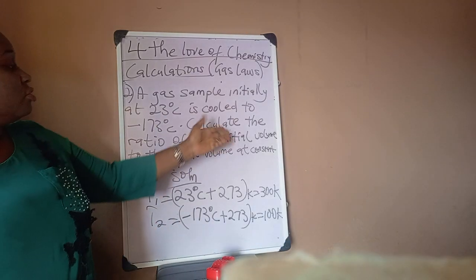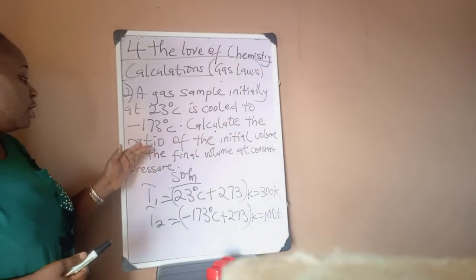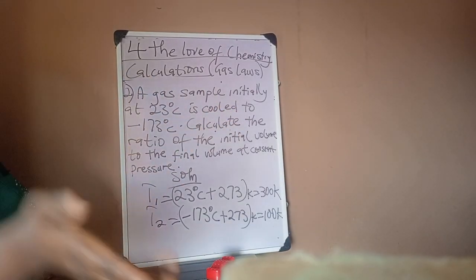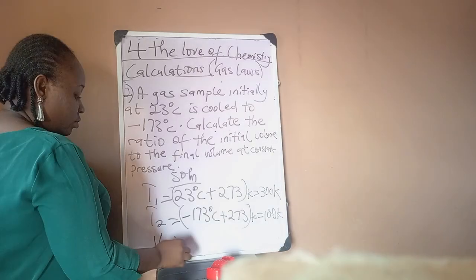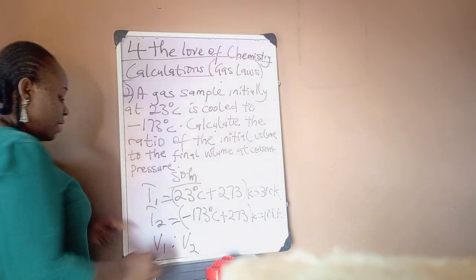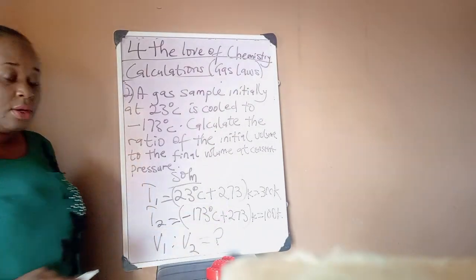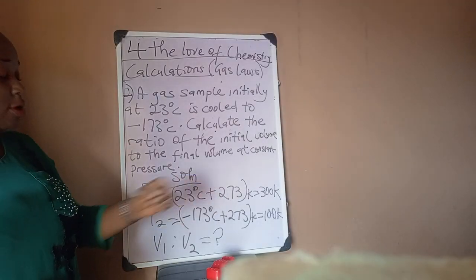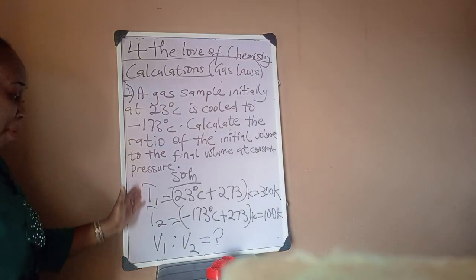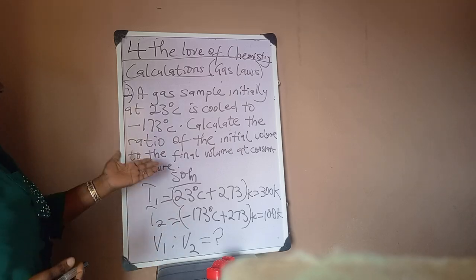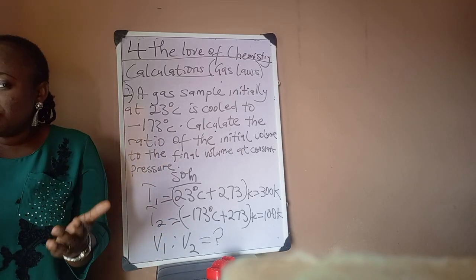Alright, so they ask us to calculate the ratio of the initial volume to the final volume. So the next parameter here is V1 to V2. We're asked to calculate the ratio of V1 to V2. So looking at the parameters that are mentioned, it says at constant pressure. So we are not considering pressure.